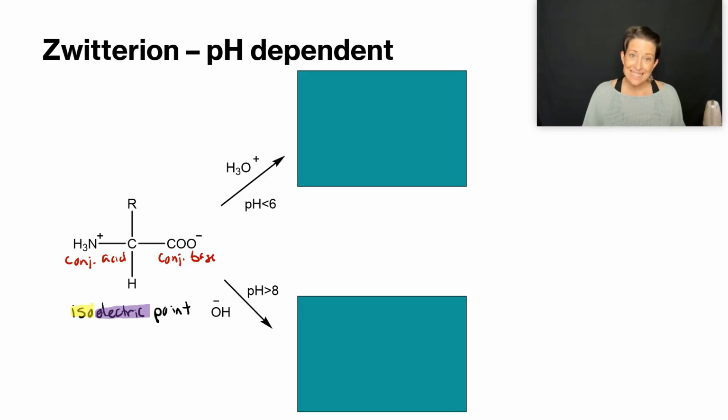Looking at an acidic pH first, so anything below 6. And typically they'll say we really need to be down to a pH of 2, but it all depends on what those R groups look like, so we're just going to say less than 6. If we put this Zwitterion into an acidic solution, that acid can react with the conjugate base on the Zwitterion.